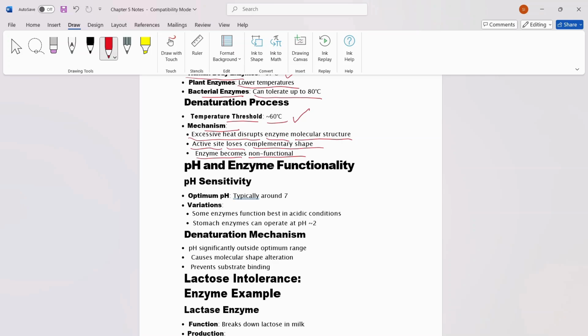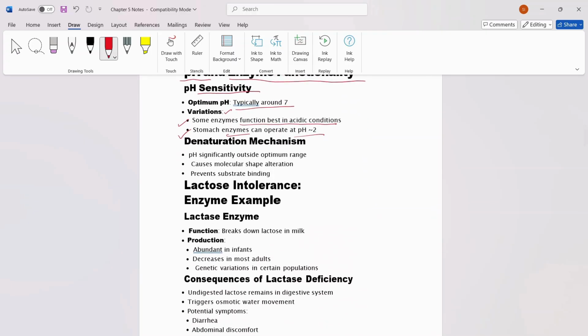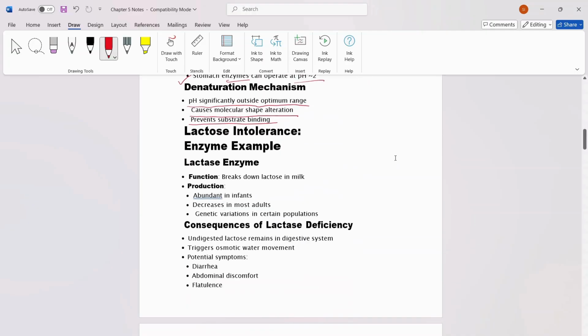Alright. Next we have pH and enzyme functionality. pH sensitivity: the optimum pH is typically around 7. Variations: some enzymes function best in acidic conditions. Stomach enzymes can operate at a pH of 2. Denaturation mechanism: a pH significantly outside the optimum range causes molecular shape alteration and also prevents substrate binding capabilities.